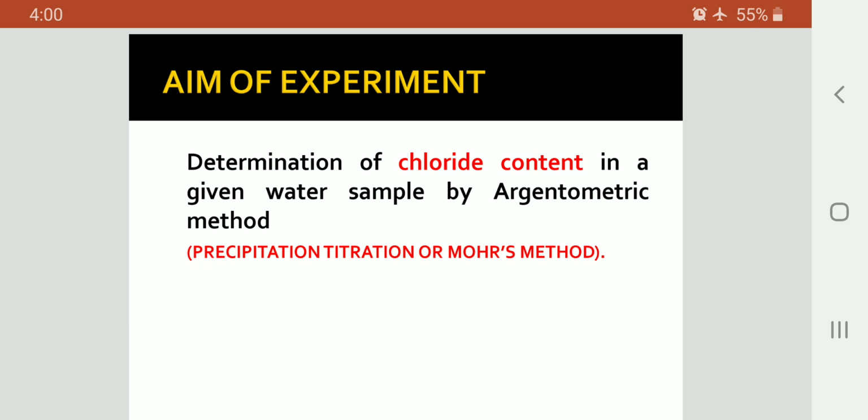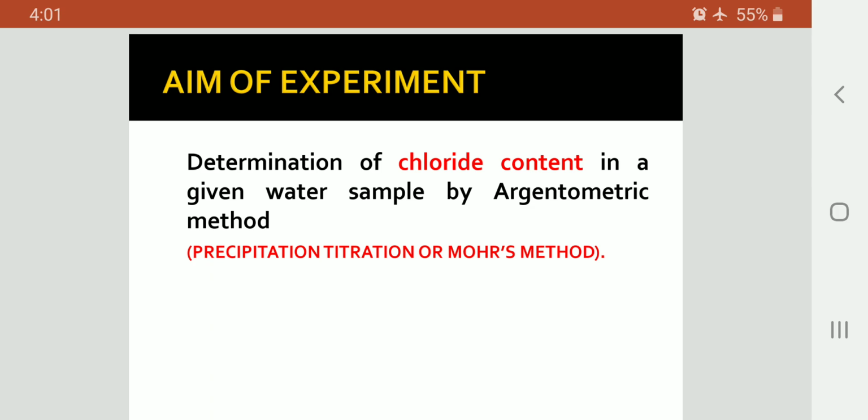The permissible limit of the chloride content is expressed in ppm. If it is present up to 150 ppm, it is very good water. If it lies between 150 to 250, it is good. Up to 300 ppm, we can accept that chloride content. But beyond that, the water is not suitable for drinking purposes. That is why we need to determine the chloride content present in the water sample.